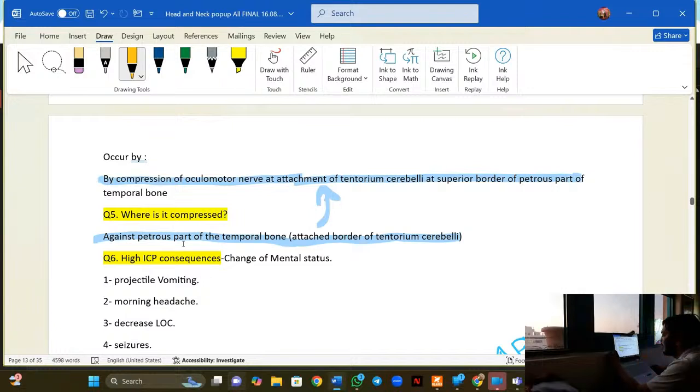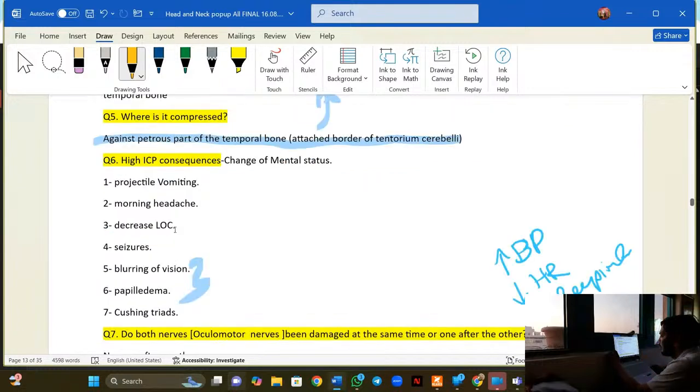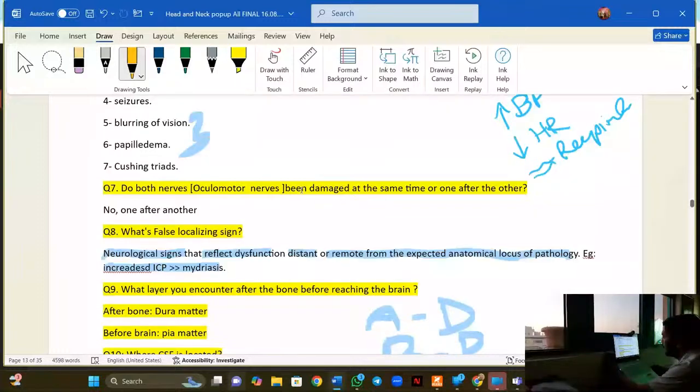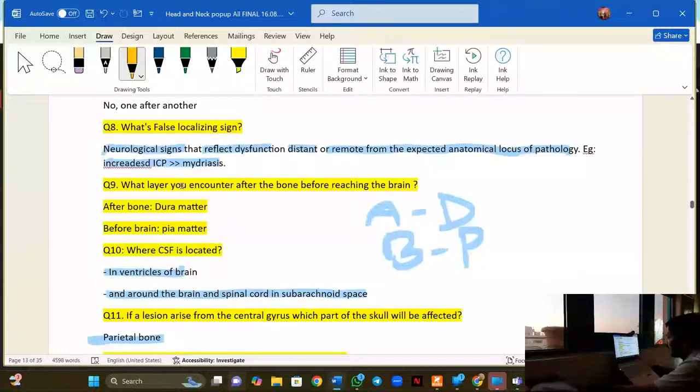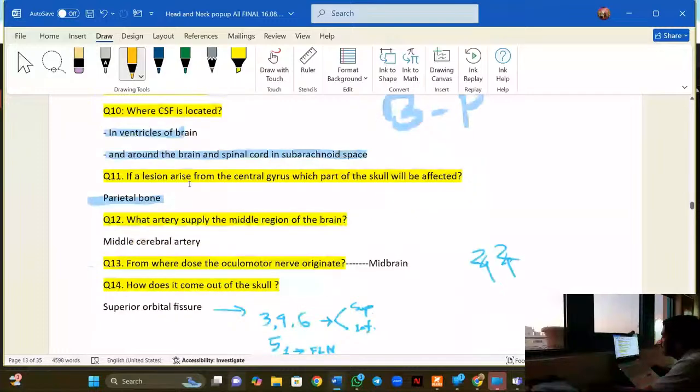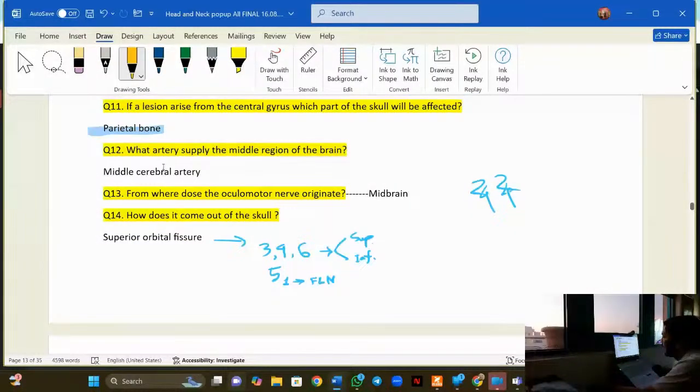High ICP consequences: projectile vomiting, morning headache, loss of consciousness, seizure, blurring of vision, high blood pressure, decreased heart rate, and irregular respiration. Are both oculomotor nerves damaged at the same time or one after another? What is the false localizing sign? CSF is located in the ventricles of the brain, and around the brain and spinal cord in the subarachnoid space. If a lesion arises from the central gyrus, which artery supplies the region? The middle cerebral artery.